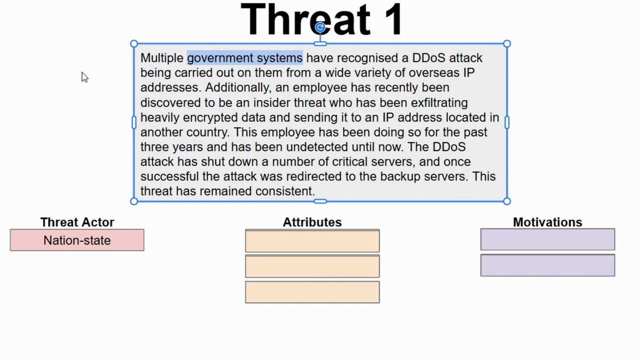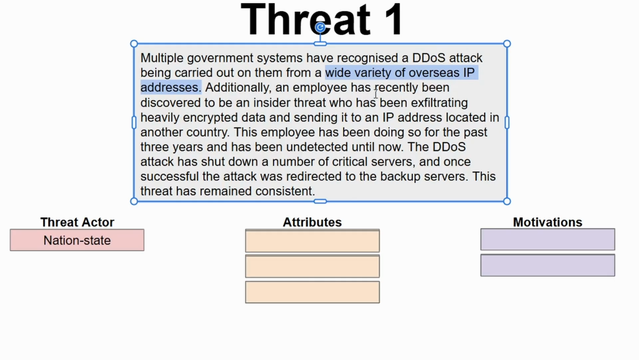The other things that are going to indicate this to be the case are things that are also generally the case for government systems, for nation state. So if they're heavily resourced, if it is something where someone has been planted in our system, which is the case here. It also says the DDoS attack has been carried out from a wide variety of overseas IP addresses. So the fact that these IP addresses are overseas is another hint, right? They're attacking our government through overseas IP addresses. So this is coming from another geographical country or continent, all right?